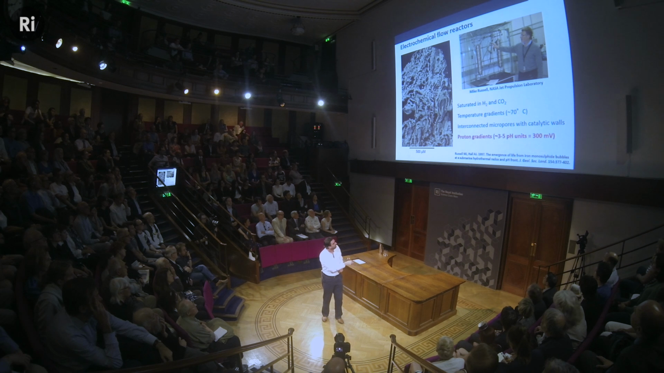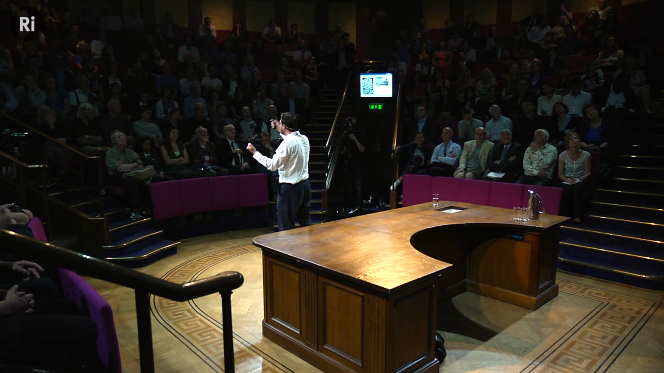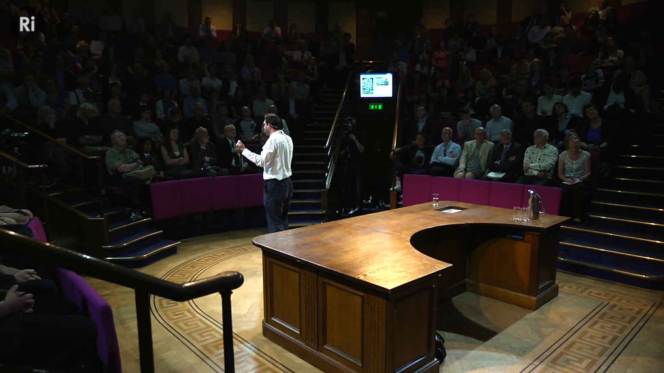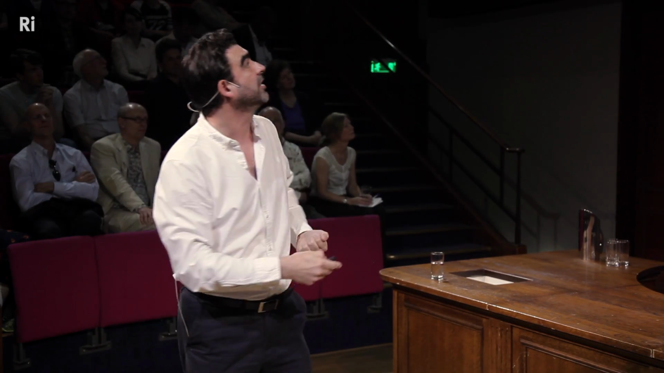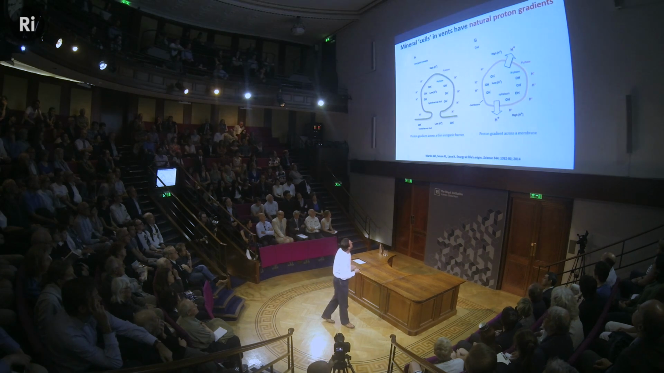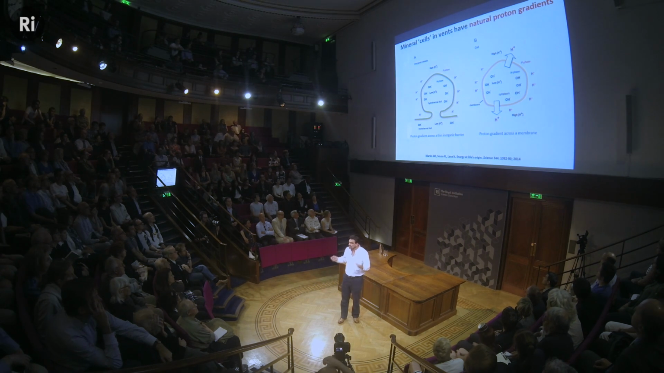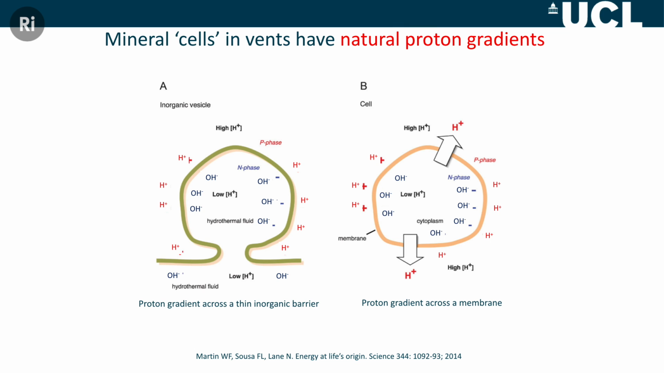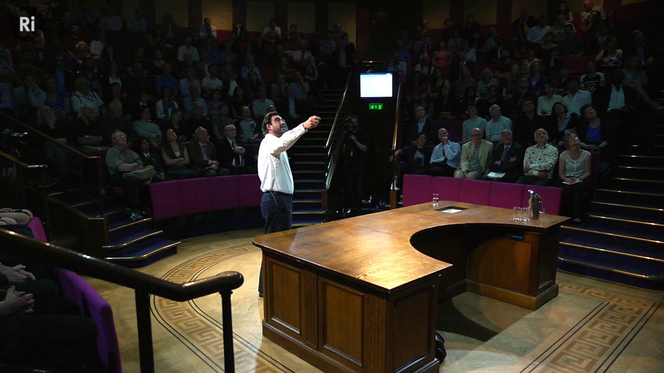So the important point for us is that they have natural proton gradients. These are alkaline fluids going into what would have been a mildly acidic ocean. And so the inside has very few protons, the outside has lots of protons. And they would have been across these barriers in this microporous labyrinth. So this is the situation that we have in these vents. We've got large concentrations of protons on the outside, low concentrations on the inside, and some kind of thin inorganic barrier between the two. This is what's going on in all of life.